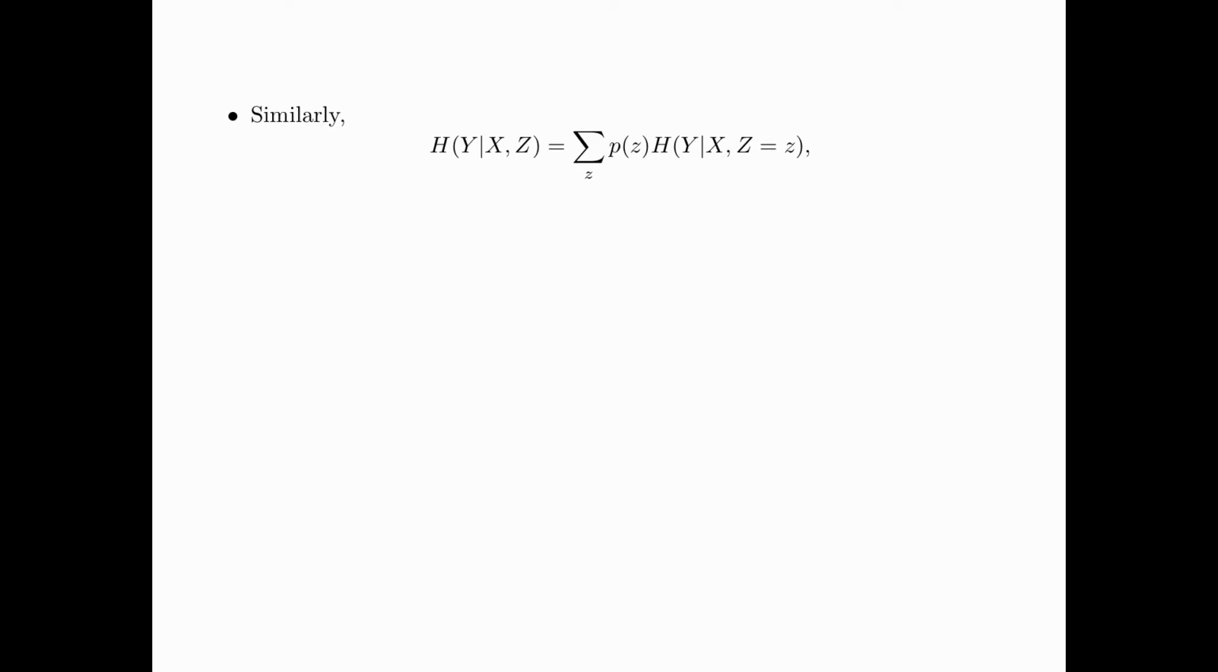Similarly, we can write H(Y|X,Z) as summation over z of p(z) times H(Y|X,Z=z) for a particular z, where H(Y|X,Z=z) is equal to minus summation over x, y of p(x,y|z) log p(y|x,z). Note that when we cover up the conditioning on a particular z, this formula reduces to the usual definition of H(Y|X).